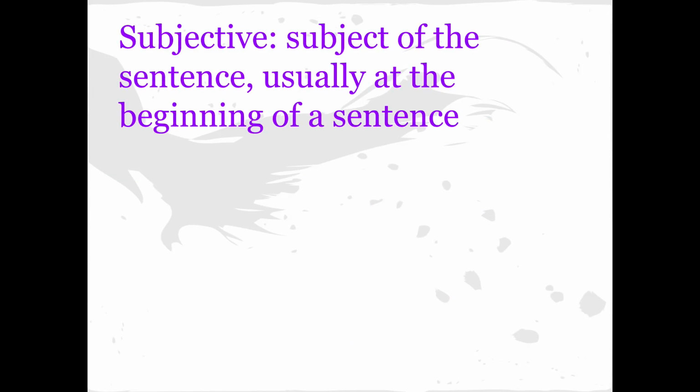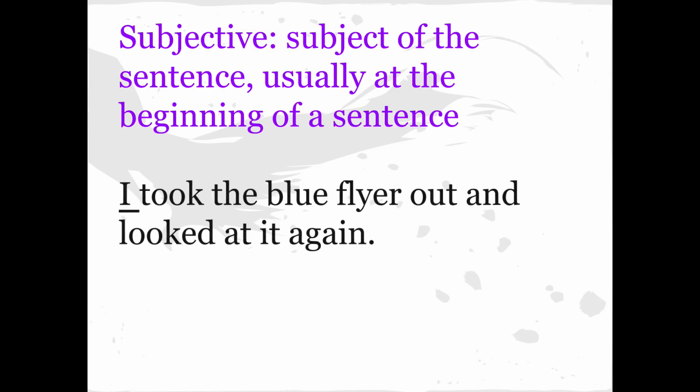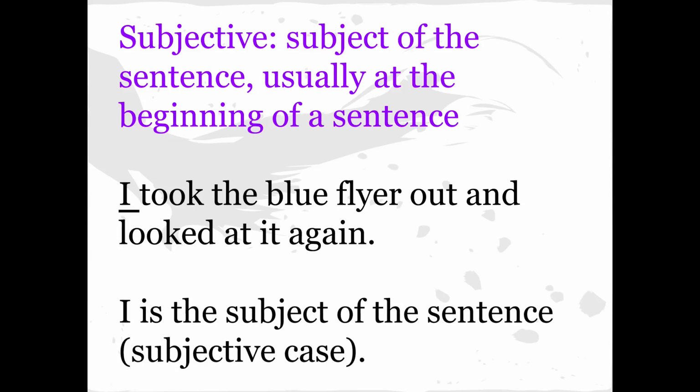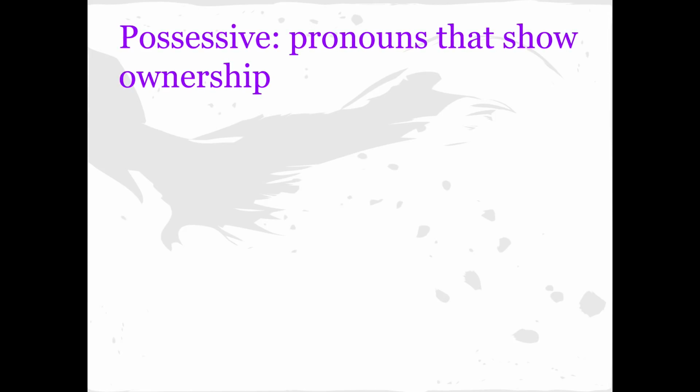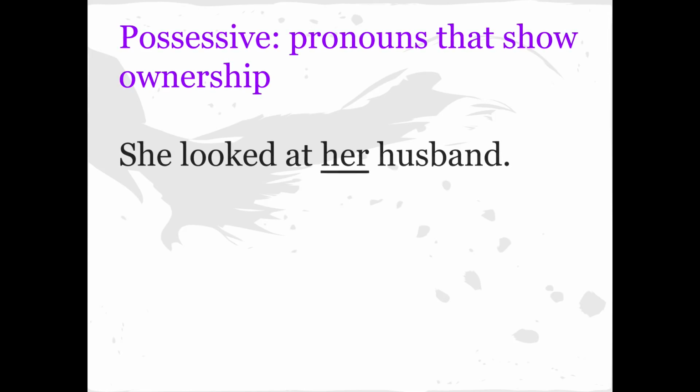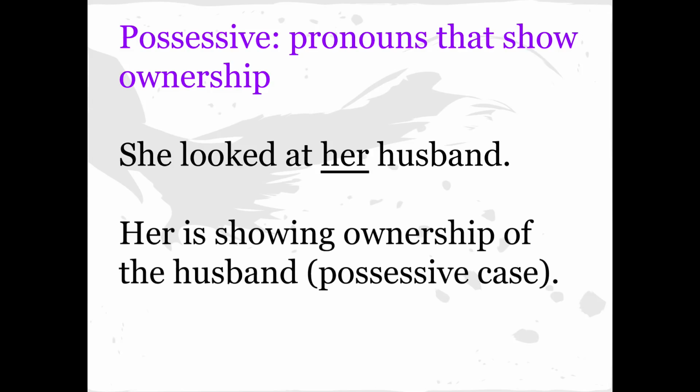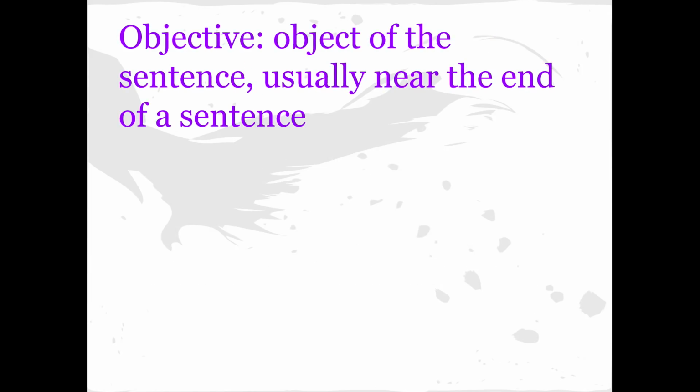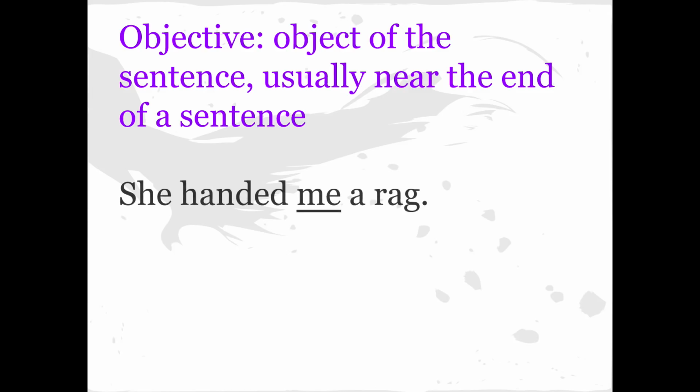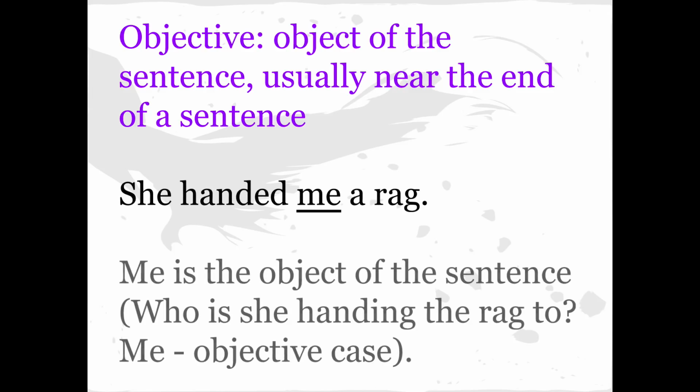Subjective is the subject of the sentence and is usually at the beginning of a sentence. "I took the blue flyer out and looked at it again." I is the subject of the sentence. It's the subjective case. Possessive are pronouns that show ownership. "She looked at her husband." Her is showing ownership of the husband. It's the possessive case. Objective is the object of the sentence, usually near the end of a sentence. "She handed me a rag." Me is the object of the sentence. Who is she handing the rag to? Me. It's in the objective case.